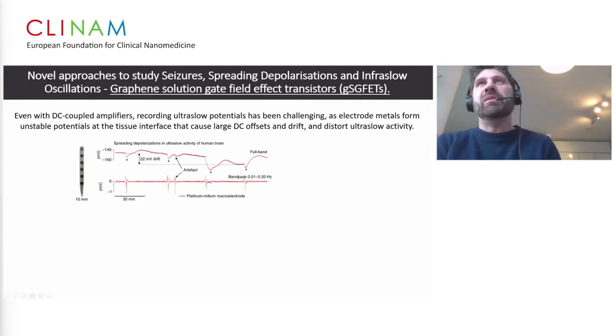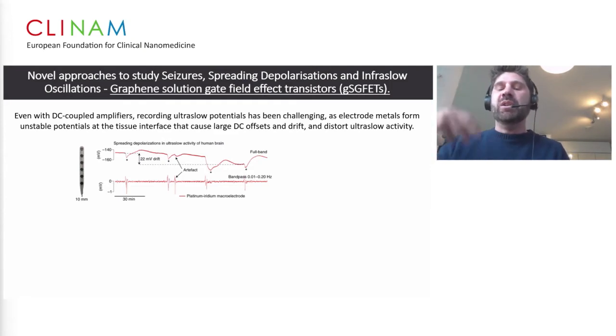But even with DC coupled amplifiers, it's very difficult to record these spreading depolarizations using metal-based electrodes. This is due to the intrinsic properties of the metals themselves. They can form very unstable potentials. They can cause large DC drifts, which move the signal outside the range of the amplifier. And what's more, if we think about impedance as well, if you want to look at very small areas of the brain, you want a very high impedance electrode. And if you increase your impedance, that further distorts and attenuates the activity that you're able to record in this very slow regime. So even if you try to correct for some of these artifacts, you'll see that using current technology, it's very difficult to accurately map out spreading depolarizations using metal-based electrode arrays.